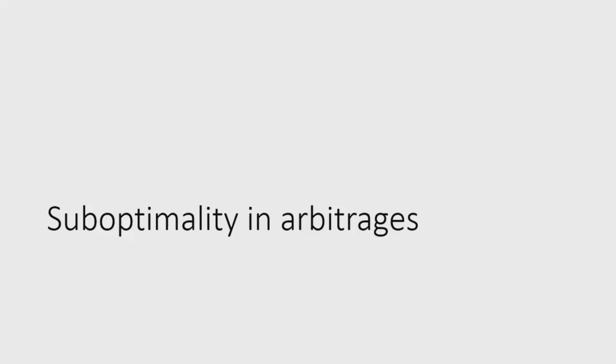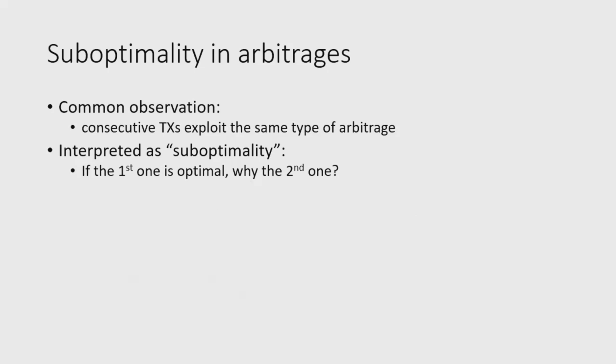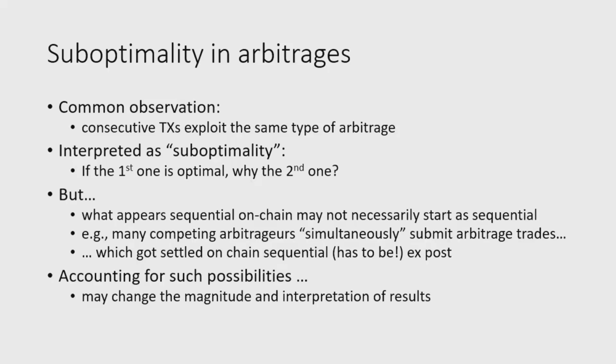Second, in terms of the suboptimality in these arbitrages, the observation is that consecutive transactions exploit the same type of arbitrage, and that is interpreted as a sign of the existence of suboptimal decisions. But I think we want to make a distinction: what appears sequential on-chain ex post may not necessarily be sequential ex ante. It could just be that there are many competing arbitrageurs, quote unquote simultaneously submitting arbitrage trades, which eventually get settled on chain. And of course, when they get settled, they have to appear in a certain order. So the fact that we observe follow-up transactions in sequence may just have a different interpretation. If we account for such possibilities, that may change the magnitude and interpretation of the results.